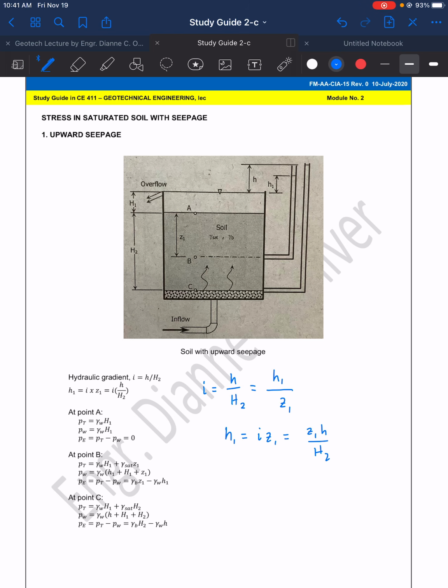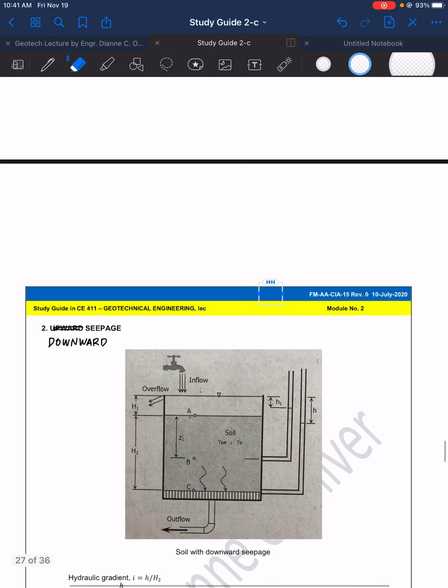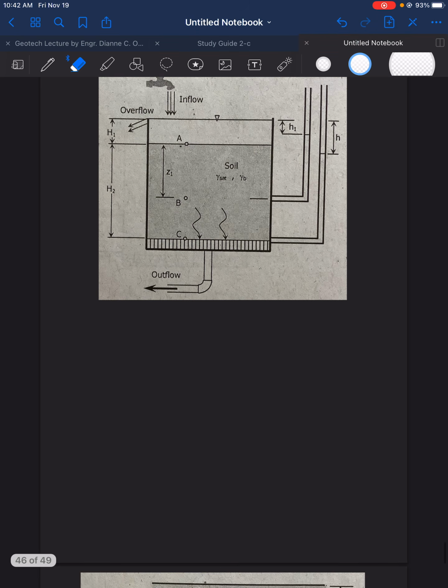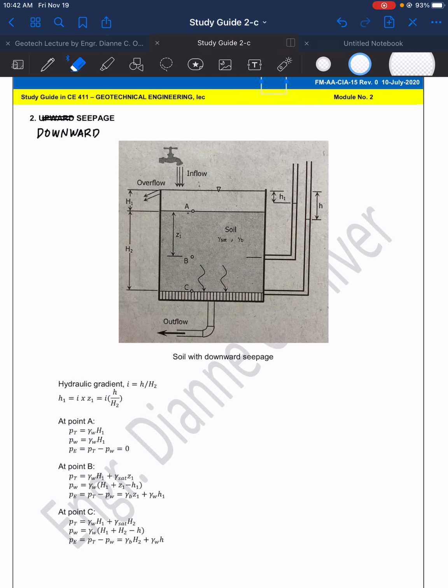Okay, so that's how we get this one here. Remember that I should be Z1. Okay. Alright. So, you get the idea. Let's go to the downward seepage. For the downward seepage, this is how the formulas in this study guide were taken. So let's solve for this one here.